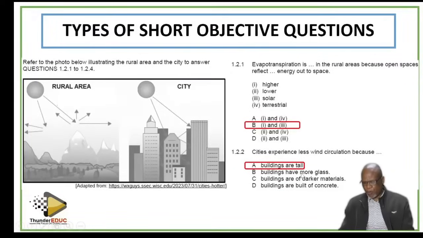It is not because buildings have more glass. More glass will influence Urban Heat Island. It is not because buildings are of darker materials. Darker material will also favor Urban Heat Island, because dark material absorbs heat, and buildings are built of concrete, which will also favor the development of Urban Heat Island. So the only answer here that is going to influence the wind circulation will be tall buildings. All these other factors influence the development of Urban Heat Island.